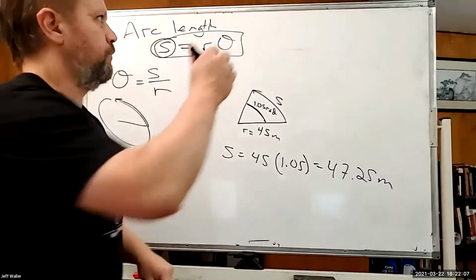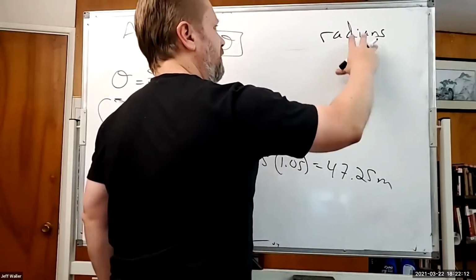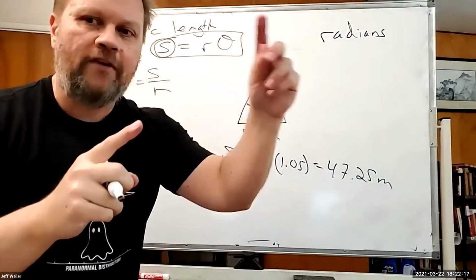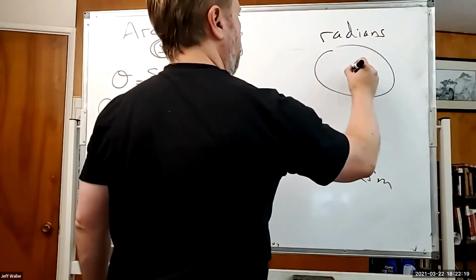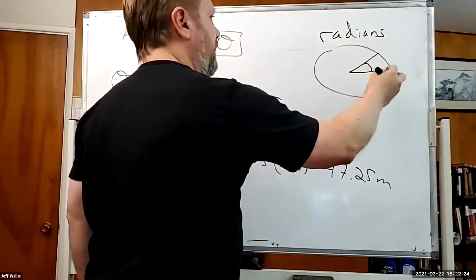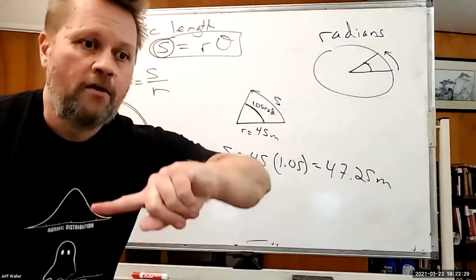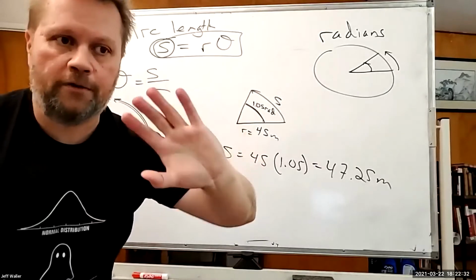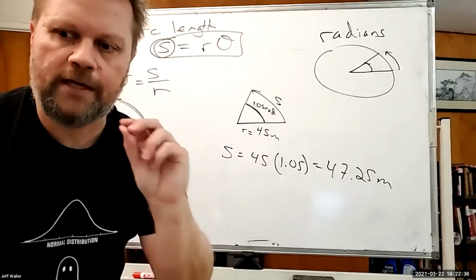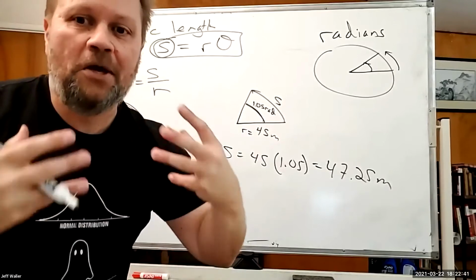And here's why. The unit radians doesn't actually mean anything. It's a number of radii that fit across. So if I have an angle, and I know that this is 0.7 radians, that just means that 0.7 radii fit across that part of the circle. That's all it means. So it's like a number of. The units aren't really there. It's just a number of radii.